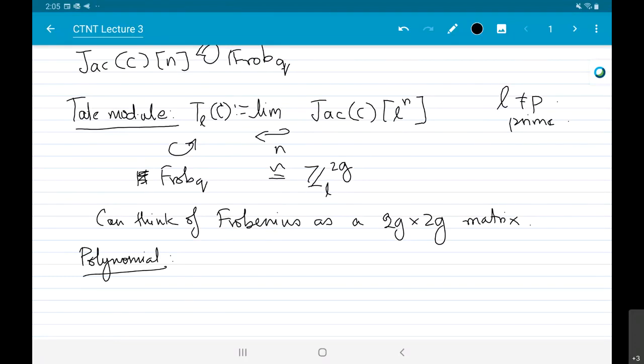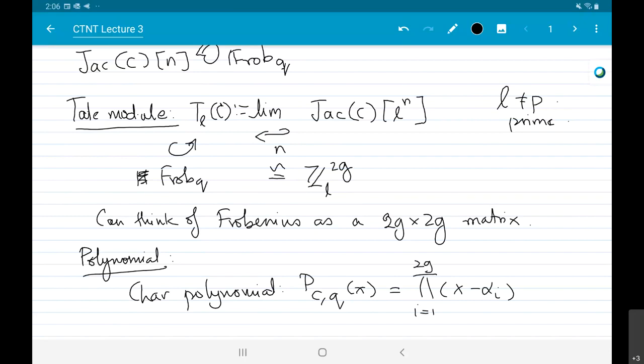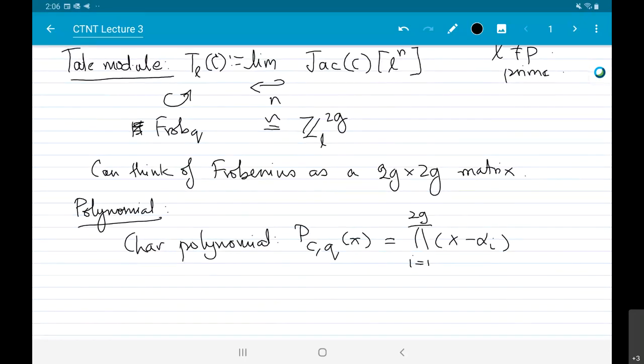So as before, it's a matrix, so now you can study its characteristic polynomial. So we're going to denote it in this way. The characteristic polynomial is given by P_C(x). I'm not going to write it out, but this is a degree 2g polynomial. I'm going to write it as a product of x minus alpha_i, with i going from 1 to 2g. And so these alpha_i's are the eigenvalues of Frobenius.